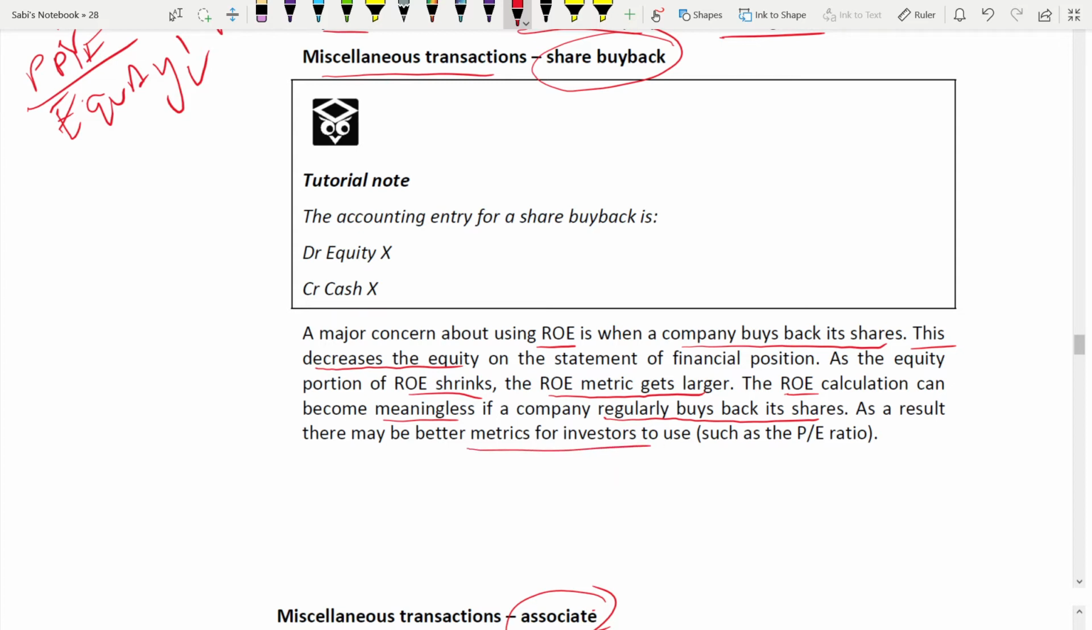One is the PE ratio, price earnings ratio, right? Because price is something that is dependent on the market. It is not in your control. You cannot manipulate that. In earnings, when you buy back the shares, it will not have any impact on the earnings. So the price earnings ratio might be a better indicator, right?